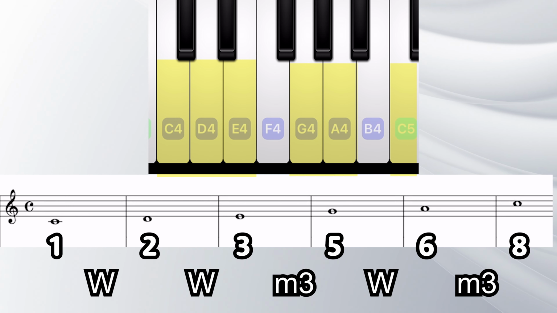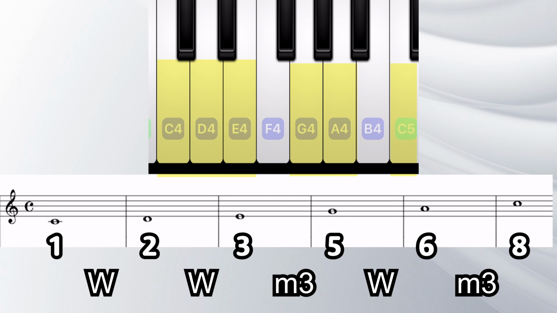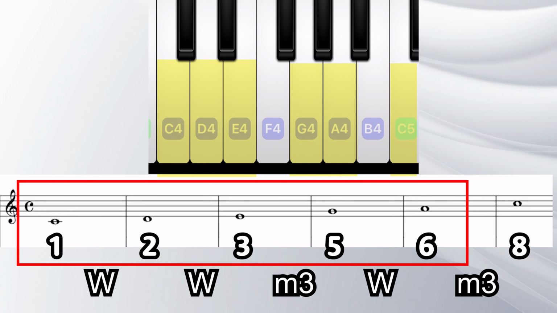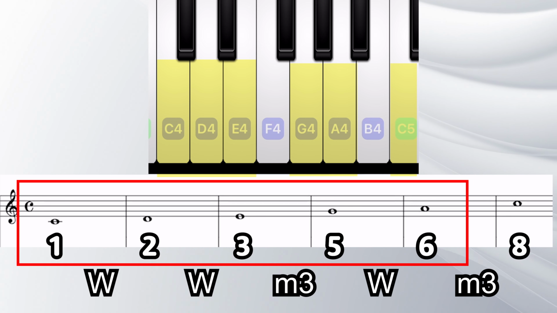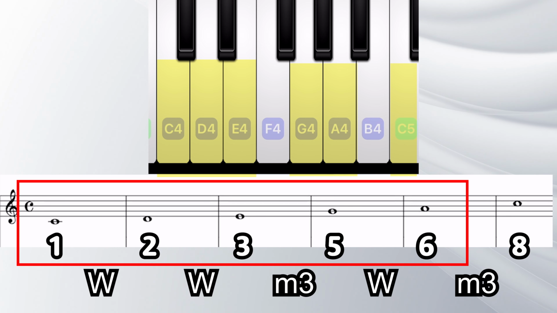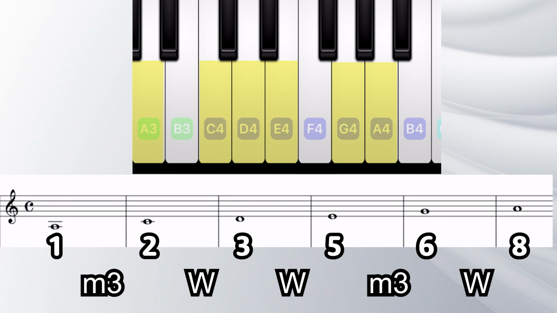Now, there are 2 main types of pentatonic scales, major and minor. For the major pentatonic scale, we use the root, 2nd, 3rd, 5th, and 6th degrees of the major scale. Its pattern is W-W-3-W-3. For the minor pentatonic scale, we use the root, minor 3rd, 4th, 5th, and minor 7th degrees of the natural minor scale. Its pattern is 3-W-W-3-W. Both pentatonic scales have 5 notes, offering a concise and versatile set of pitches.